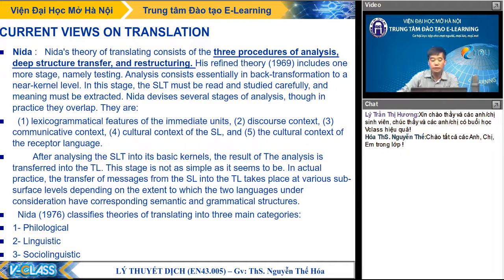Now, we have some more current views on translation. First of all, have a look at the researcher Nida, the researcher and also the translator. Nida's theory of translating consists of three procedures of analysis: deep structure, transfer, and restructuring. There are totally three procedures. We have to analyze the structures of the source language text, and the second procedure, you have to do the transferring, and the third part, you have to restructure the language in the target text.